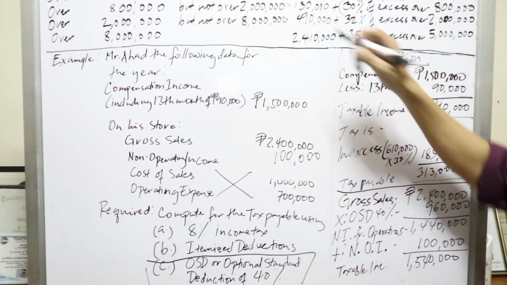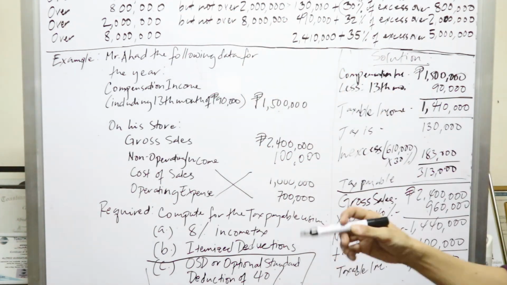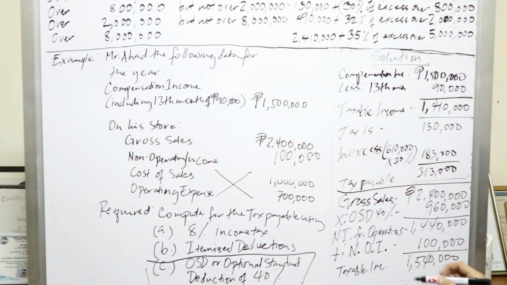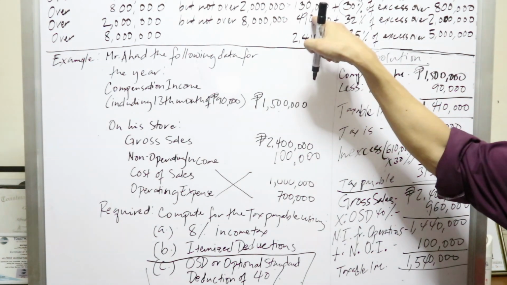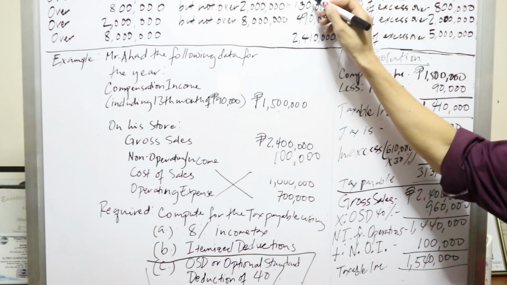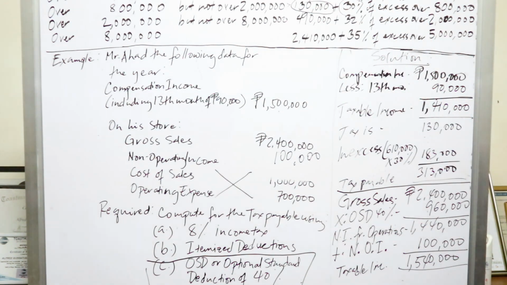Now, saan yung range niya? It's over 800,000 but not over 2 million. So, therefore, meron siyang automatic tax na, nakita mo ba? 130,000. So, tax is 130,000.